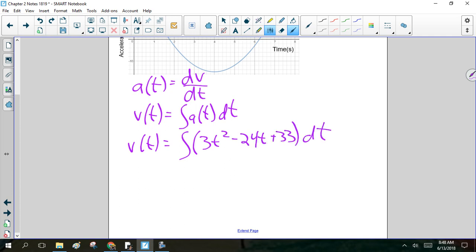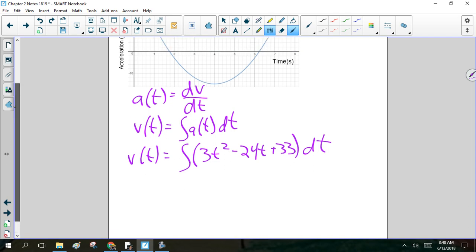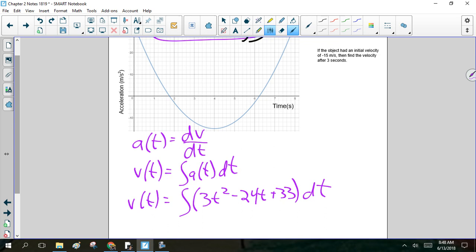And take the integral of that. Now notice, I don't know my bounds, but I do know a point. This is telling me that my initial velocity is negative 15, so the velocity at time 0 is negative 15 meters per second.